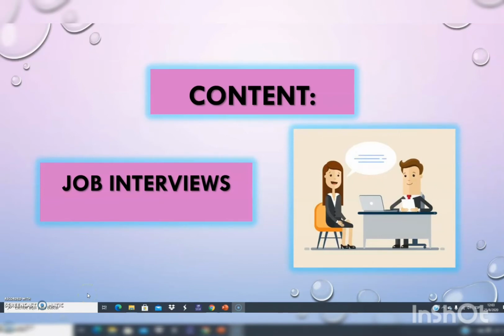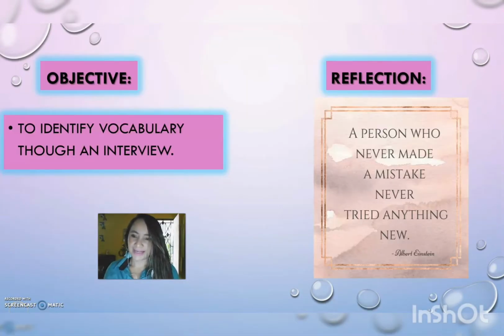The content we have to study today is job interviews. The objective of our class is to identify vocabulary through an interview. Then we have here the reflection for today, and it says: a person who never made a mistake never tried anything new.